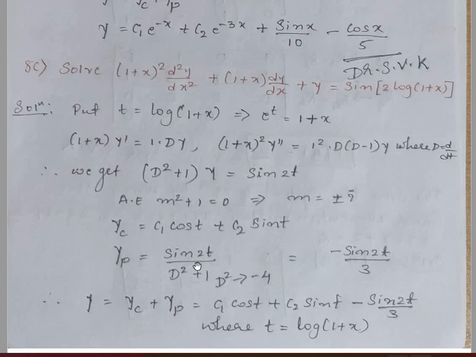Go with yp. yp equal to sin 2t divided by D square plus 1. As it is type 2, replace D square by minus a square. Here, what is the value of a? It is 2, so minus 4. Minus 4 plus 1 is what? Minus 3. The final answer is minus sin 2t divided by 3.